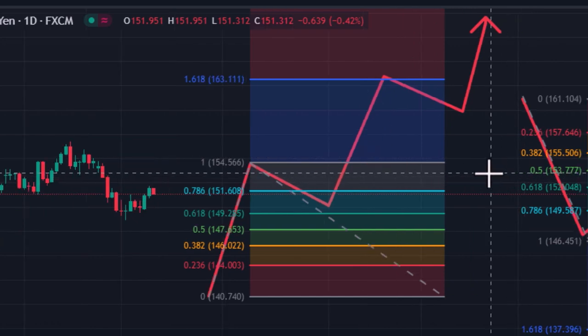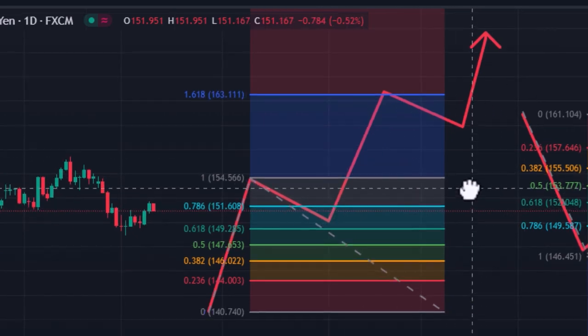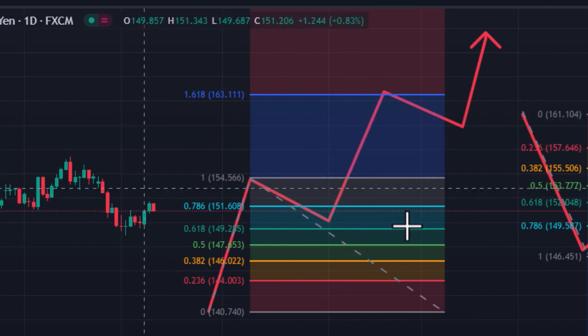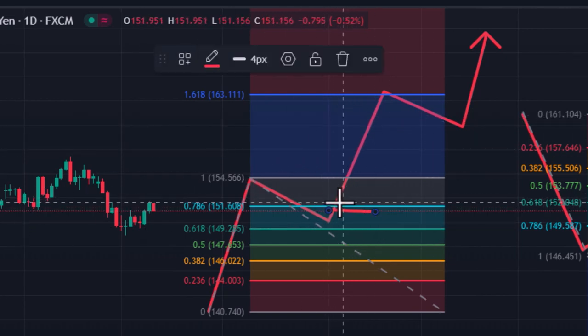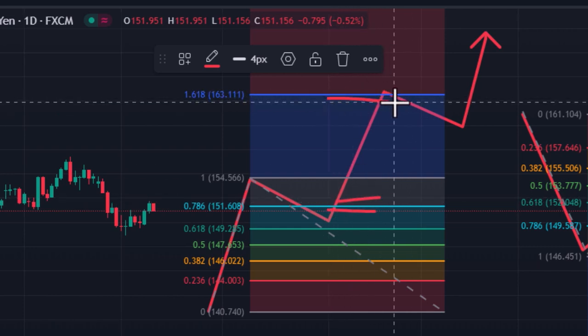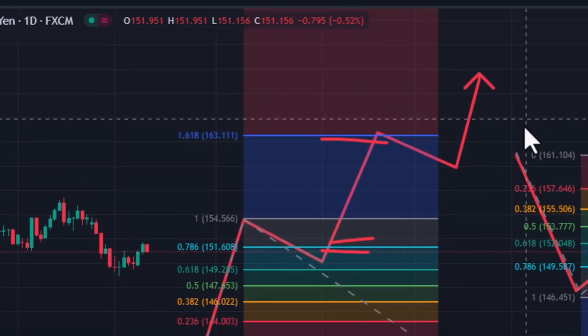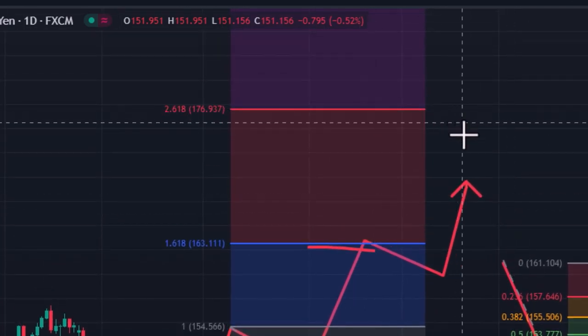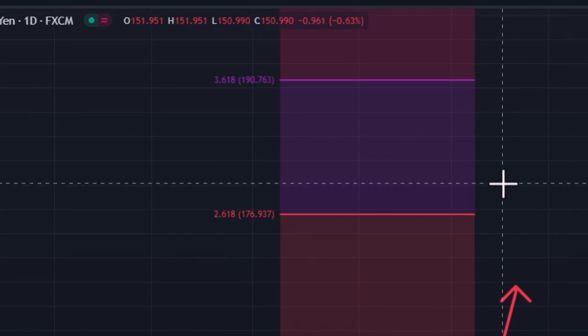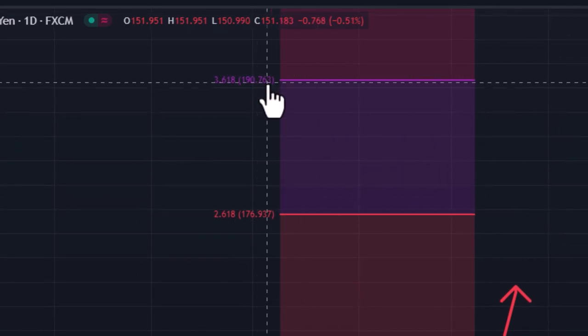So if you look at this tool, which is the Fib extension, you discover that if you enter this trade around this area or this point, the first profit target is this area. And then the second profit target is this area if the market keeps moving upward. And the next, which is the third profit target, is this point.